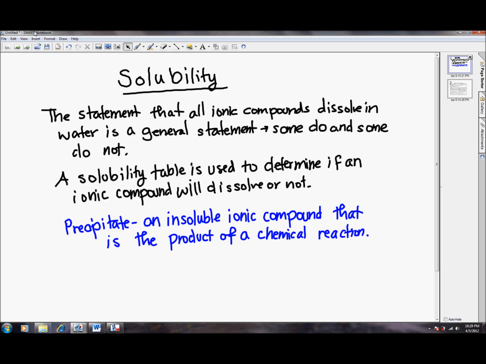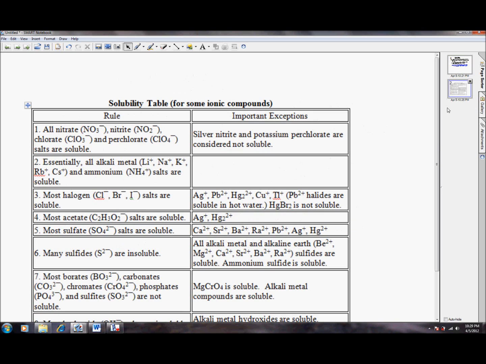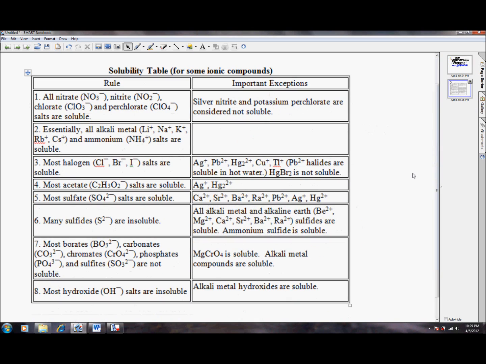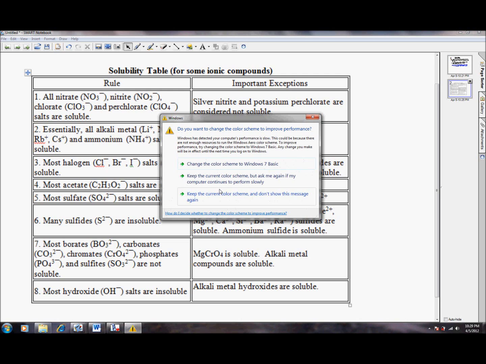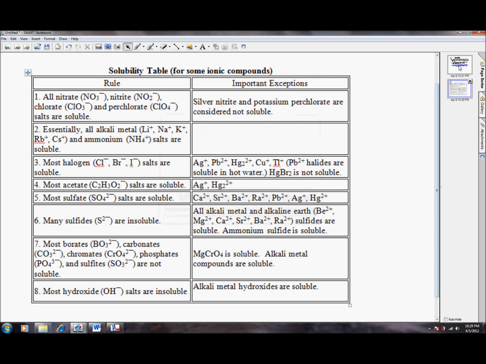If you turn to the back of your periodic table, you will see this. This is on the back of your periodic table. And this is called the solubility table. We're going to talk about in just a moment how we use this table to determine if an ionic compound actually dissolves in water or not.